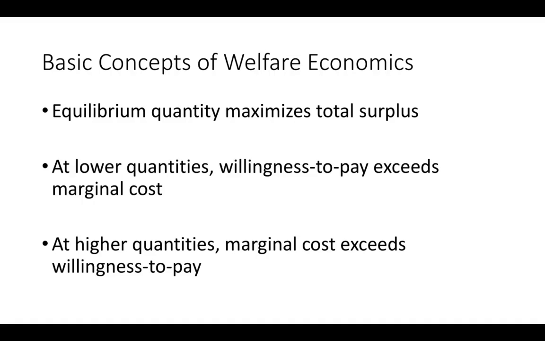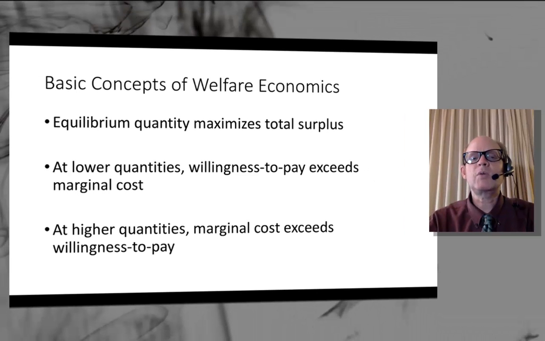If you were at a higher quantity, by that I mean one that's higher than equilibrium, the marginal cost, what we're giving up from society's standpoint, is higher than our benefit. So you wouldn't want to expand output at that point. If you were beyond the equilibrium, you would actually want to reduce the quantity and get to that equilibrium quantity.